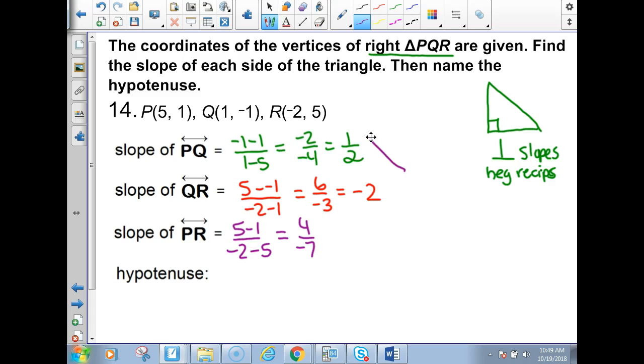All right, you see how these two have slopes that are negative reciprocals? These would be the ones that form the perpendicular sides. It's going to be a right angle between them. That means this one's the hypotenuse. So PR is the hypotenuse, and that's all it asks. The other two are the legs.